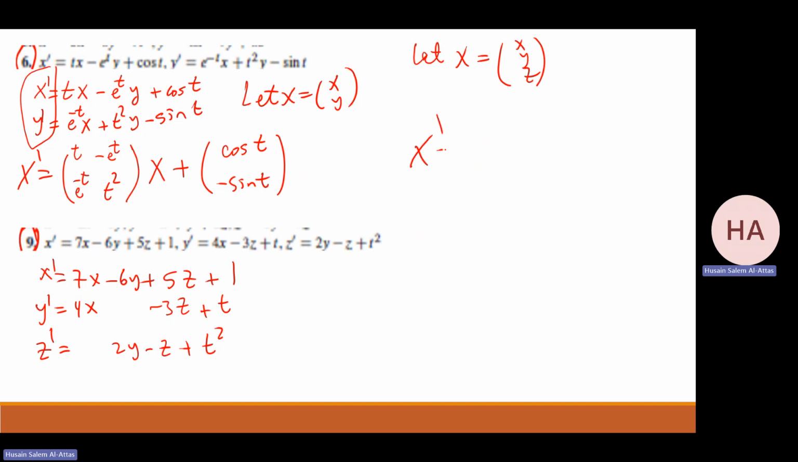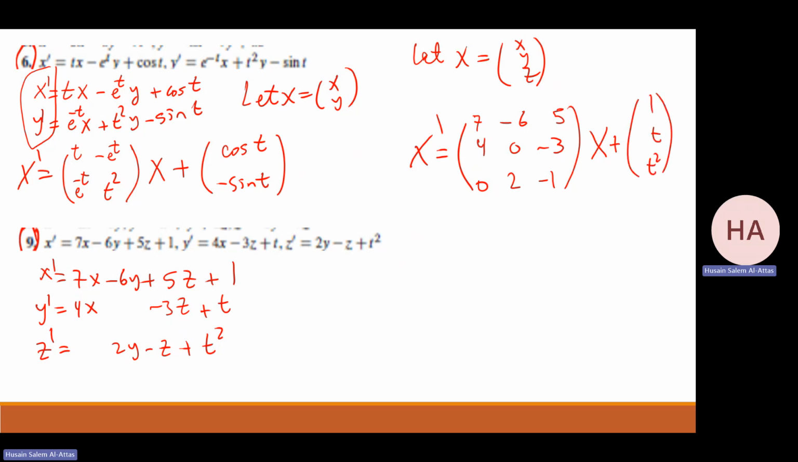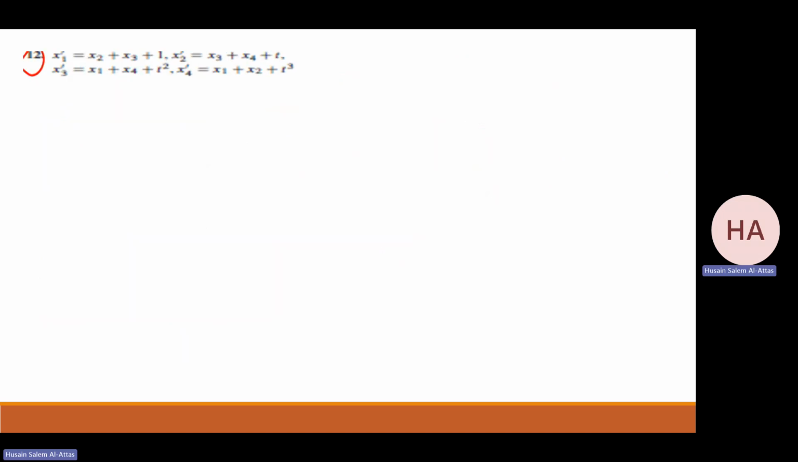So I have x prime equal, I have 7 minus 6, 5, 4, 0, minus 3, 0, 2, minus 1 times x plus the right hand side, which is 1, t, t squared. Yes, 1, t, t squared. Yeah, I think it's very clear. It's an easy one.